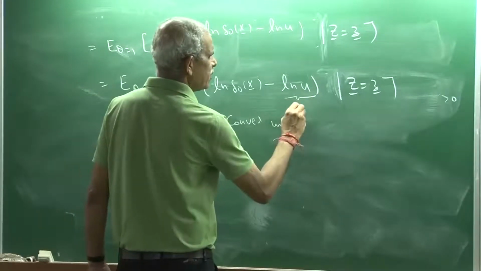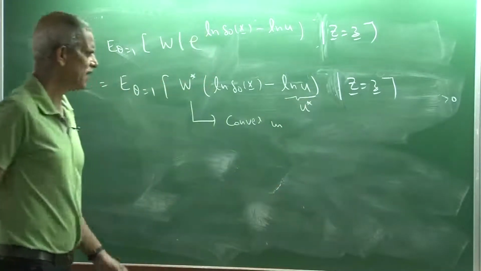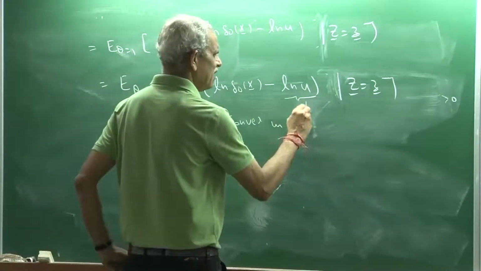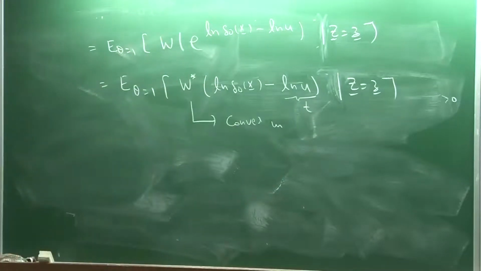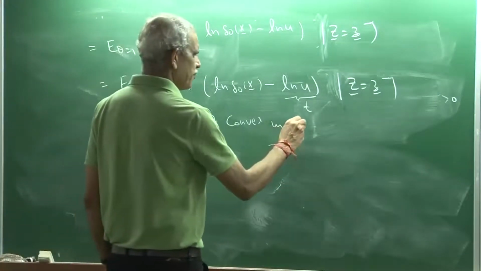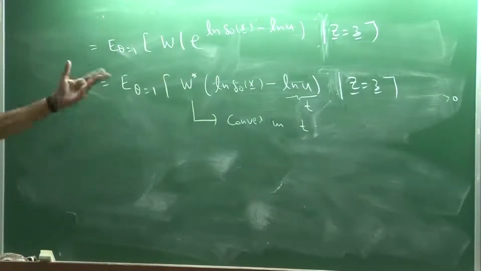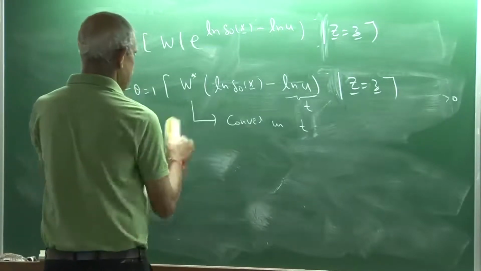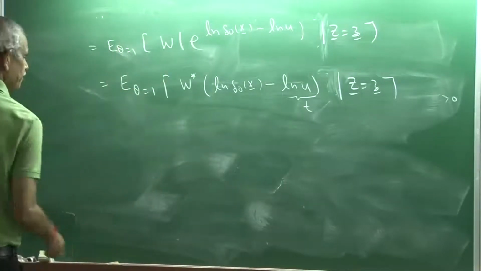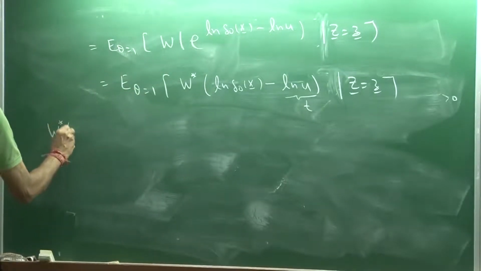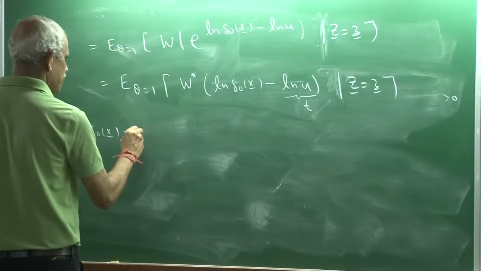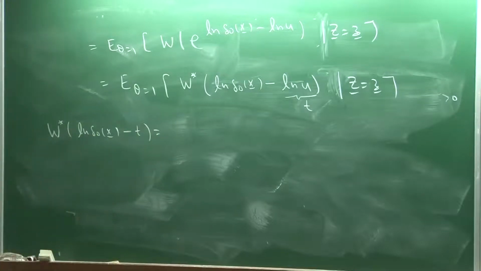Let me denote this log u as u star or t, or any other variable. Yes, t. Log u as t. So this is convex in t, right? Because W star is nothing but W of e to power t. So basically, let us try to see this function, W star of log of delta naught x minus t.